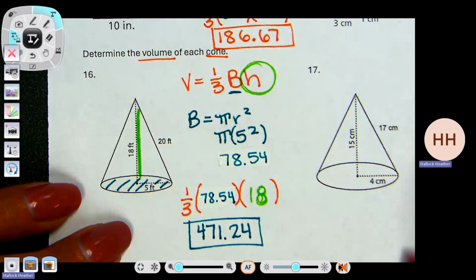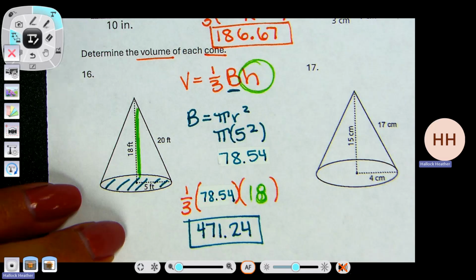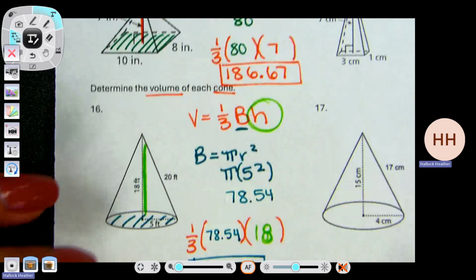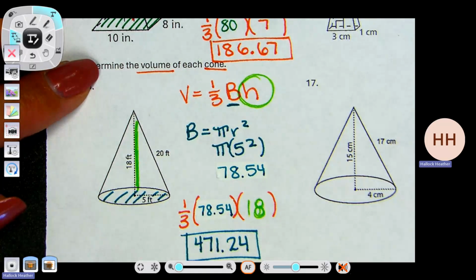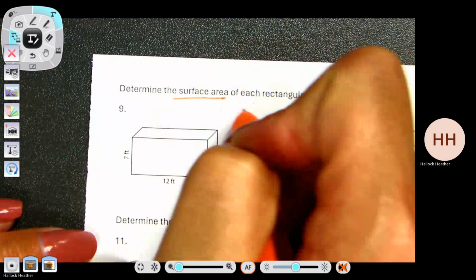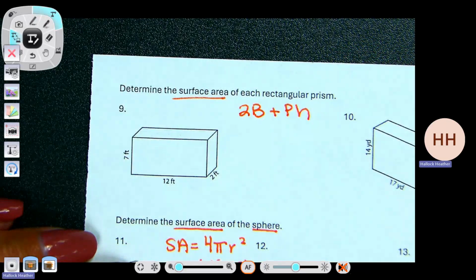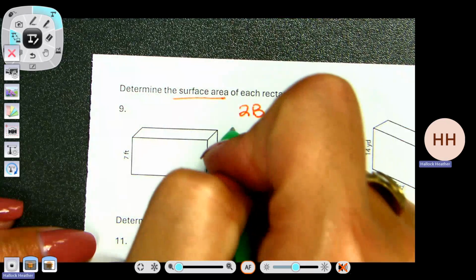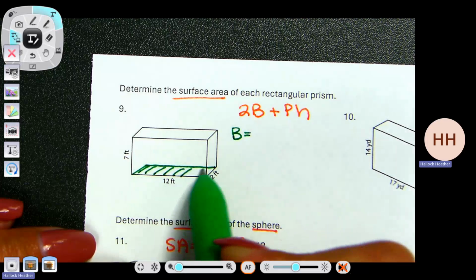Okay, let's do one more and then you guys can start working on everything. So number 9 is the last shape we have not talked about. Number 9 is determine the surface area of the prism. So let's go up to prism real quick. Look at your formula sheet. What is your formula for surface area of a prism? B plus PH. We're going to start by finding the B. B is area of the base. So if this is my 3D shape, how do I find the area of the base?